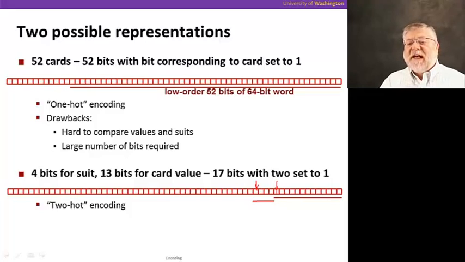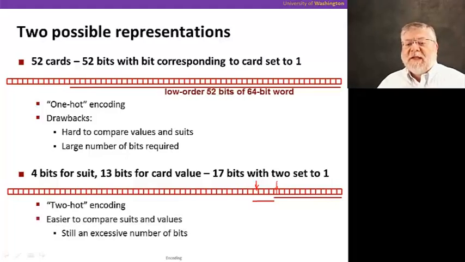Okay, so now it's a lot easier to tell if 2 cards are the same suit because they'll have the same 4 bits here. And we can tell if a card is greater than another by looking at the position of the 1 in the remaining 13 bits. But that's still a bit cumbersome. It's easier to compare suits and values, but it's still a large number of bits, in this case 17. This is what's called a 2-hot encoding because we have 2 bits set to 1 for each card.